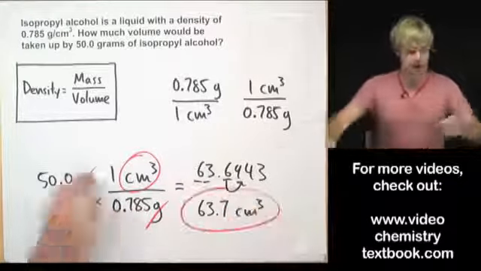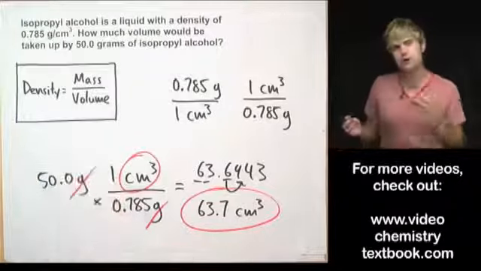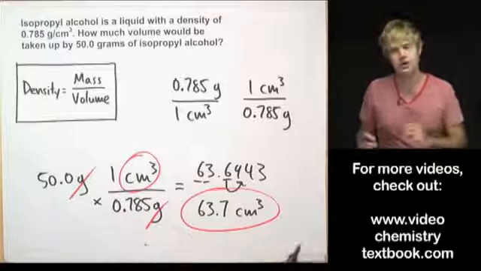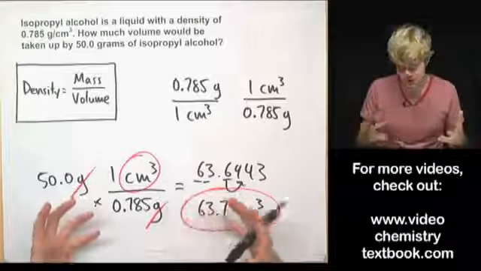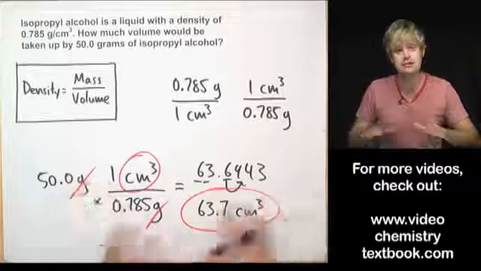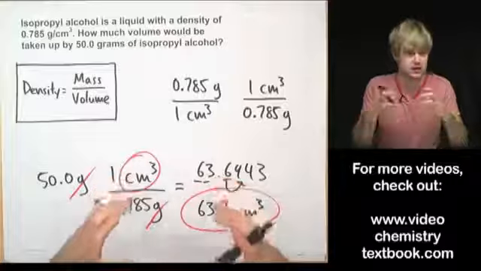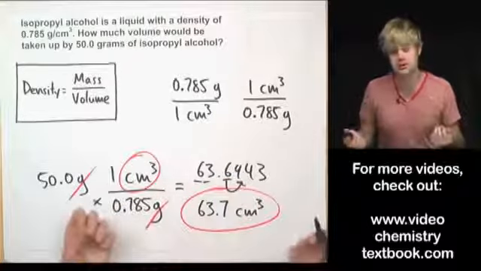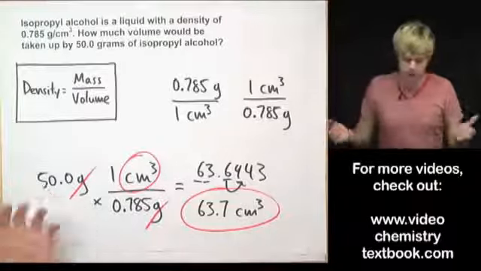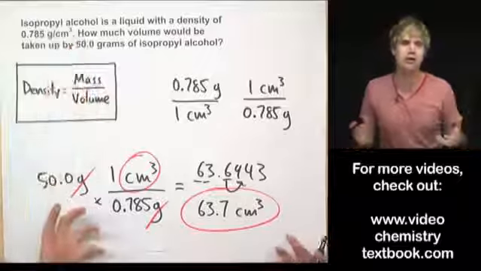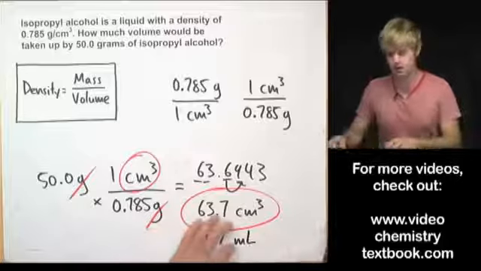Now, isopropyl alcohol, also known as rubbing alcohol, is a liquid. And so for volume of liquid, we often measure it in milliliters instead of cubic centimeters. Now, milliliters and cubic centimeters are the same thing. It's just that we often use cubic centimeters to talk about the volume of a solid object, and we often use milliliters to talk about the volume of a liquid. So if we wanted to be super picky, we might say that the volume of isopropyl alcohol, because it's a liquid, is 63.7 mL, milliliters.